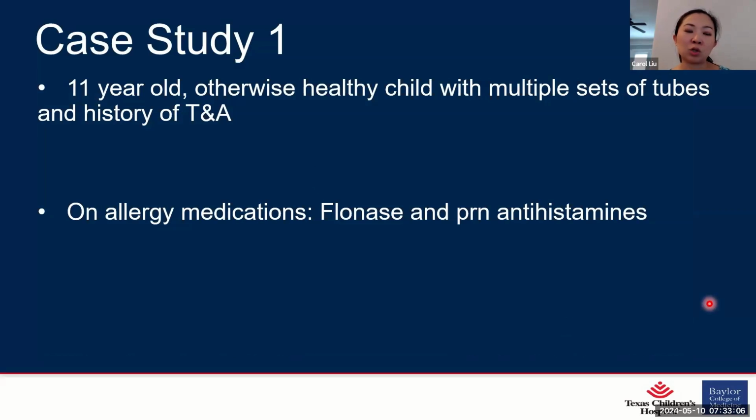These are the type of children that I typically get referred from my partners. They'll be between 8, 9, 10, 11, 12 years old, an otherwise healthy child, but with multiple sets of ear tubes, who have already had tonsils and adenoids removed. They have some mild seasonal allergy, and they're on Flonase and as-needed antihistamine.